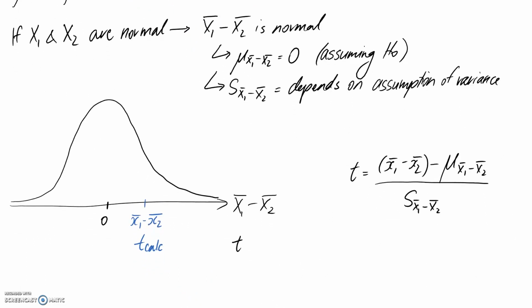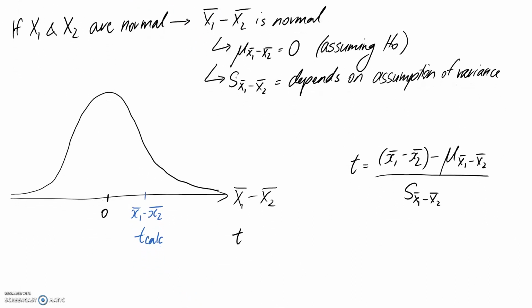The other thing we needed was the standard deviation, and we're going to call this S of x bar 1 minus x bar 2. However, the value of it depends on the assumption that you make for variance, which we'll talk about in a second, but you can get a number out for this. So we can draw our distribution of x1 bar minus x2 bar, which we said was normal, distributed about 0, which we can see here for the mean. And the standard deviation of it again depends on this assumption.